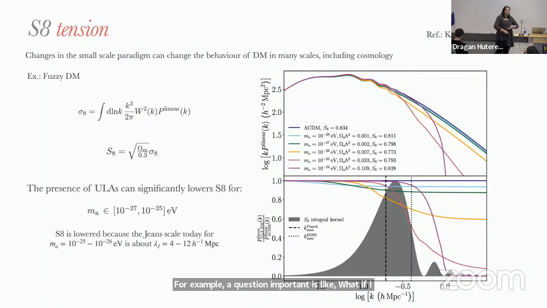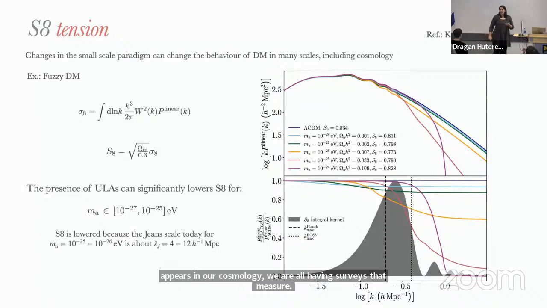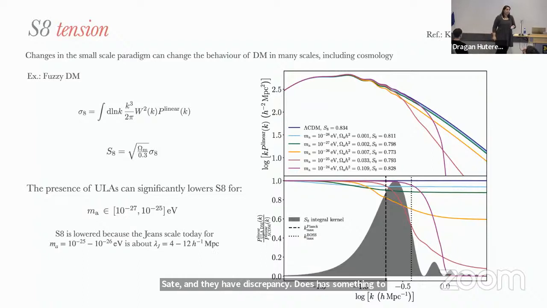Other questions are the tensions, or whatever name you want to call them. This appears on large scales, right? This appears in our cosmology. We all have surveys that measure S8 and they have this discrepancy. Does dark matter have something to do with that? Yes, dark matter could probably be one of the solutions, if this is a problem at all. So this has implications on large scales. For example, here we have a solution for the S8 tension. I'm just showing this as an example of how dark matter could also change large scale cosmology.